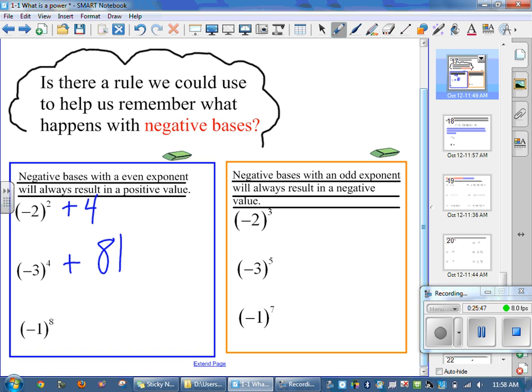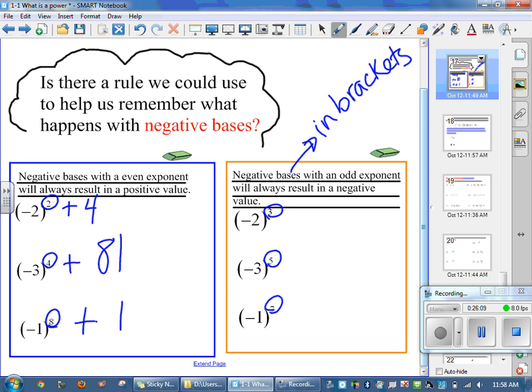Now, take a look. Negative bases in brackets. So in brackets, always, with an odd exponent, 3, 5, 7, 9, 11, all the odd numbers. If it has an odd number, it will give you a negative answer always. This will give us negative 8. 3 exponent 5, what's 3 to exponent 5 going to give us?